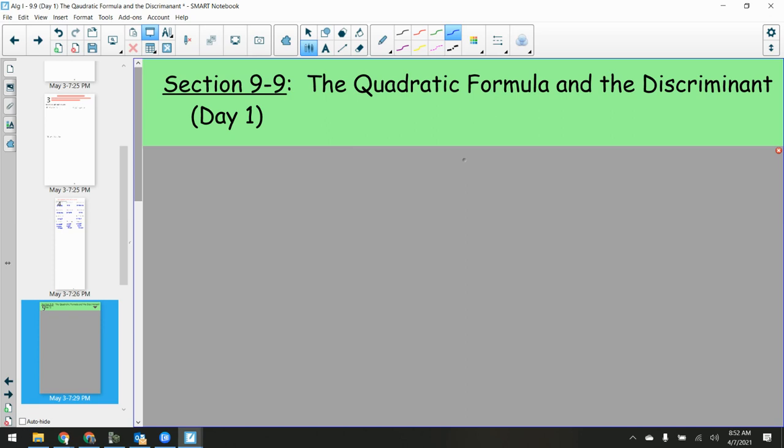What's the benefit of using completing the square as opposed to factoring? Can somebody tell me? What's the benefit of using completing the square? You'll always find an answer. It might turn out to be a no solution, but it'll never turn out to be not factorable or something like that, or like it won't be able to be done, okay?